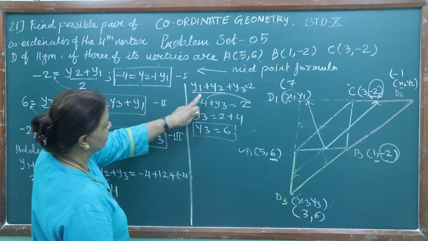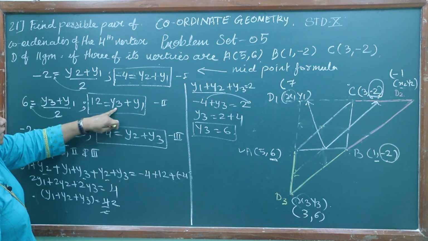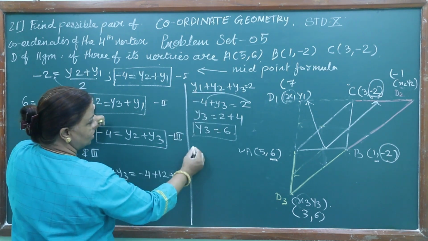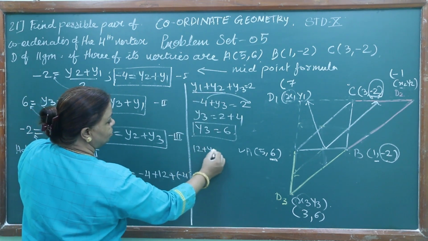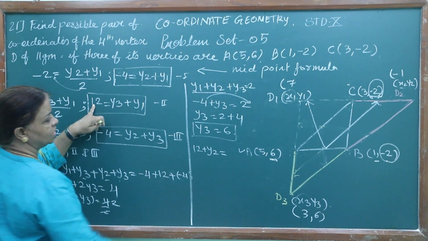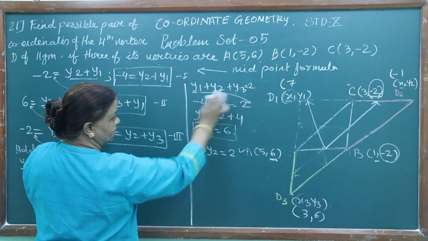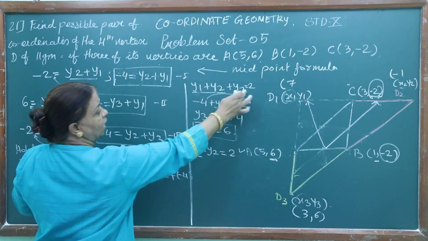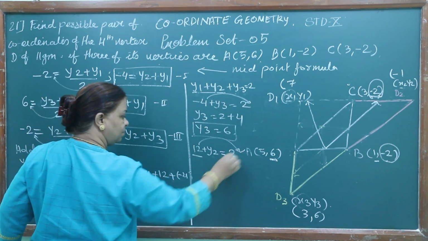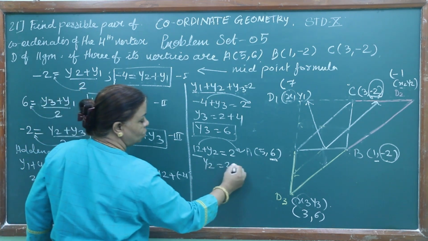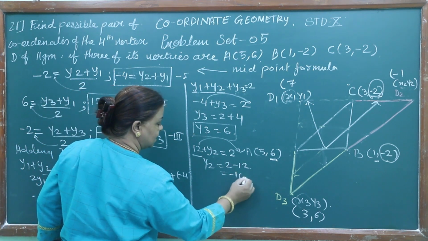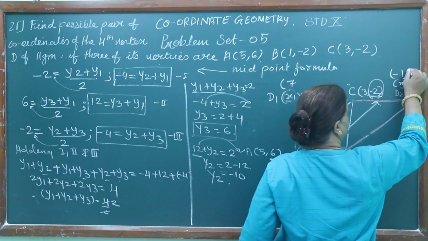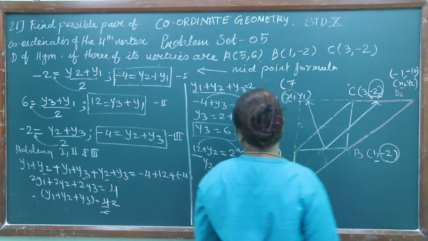Now look here, y3 plus y1 is 12. y3 plus y1 is 12 plus y2 is equal to how much? 2. In this equation I am placing, see, y3 plus y1 is 12 and then y2 and then 2. 12 will go here. So y2 is equal to 2 minus 12, that is minus 10. So where is y2? Here. So here it is minus 10.